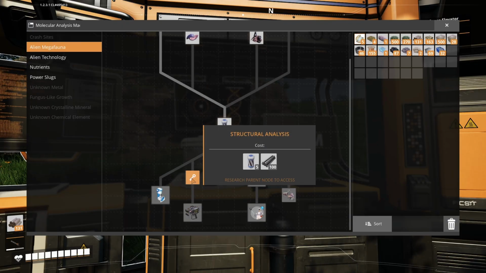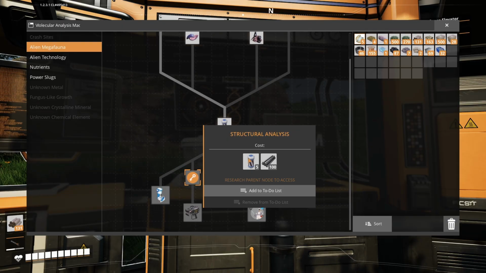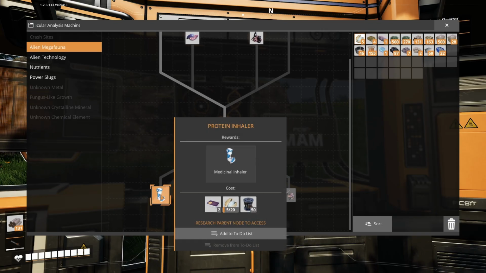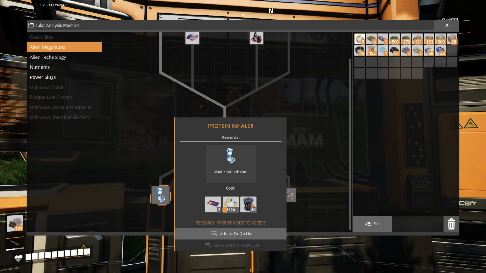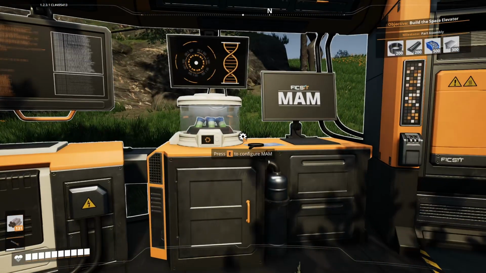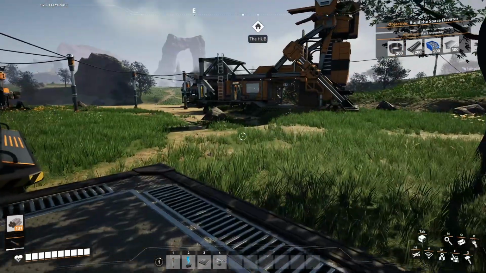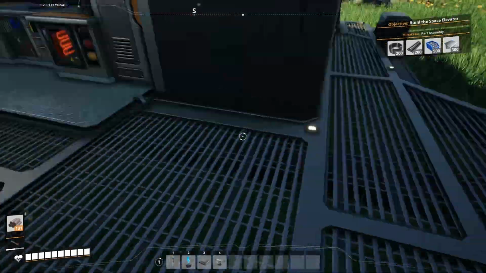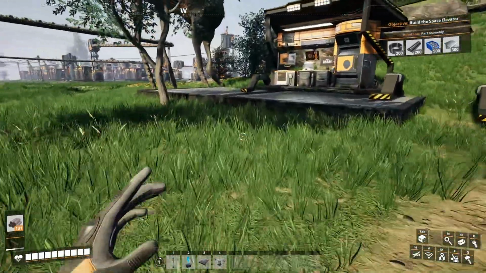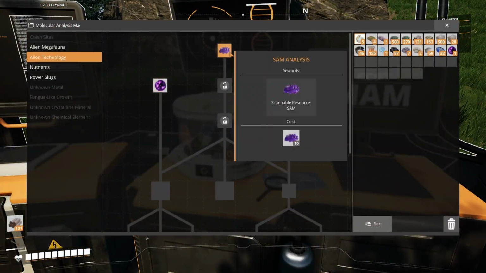Cool. Structural analysis. Alien DNA capsule. What is this? I need 2 alien protein, 20 barrel nuts, 50 rotors. Oh, a lot of stuff. Alien technology. Oh, I have one of those. I found one on the ground between episodes. It was like an alien orb thingy that was just on the ground, and I touched it, even though I probably shouldn't have.